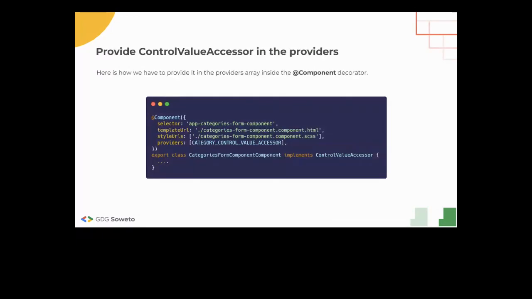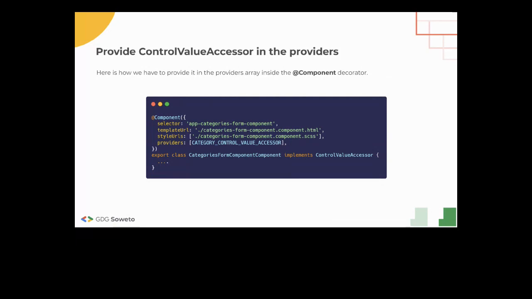The second step we have to do is provide that provider. In the previous slide we took a look at how to create a provider. So in the second step we pass that provider in the array of the component decorator. If you can see, inside the component decorator the last property is providers. This is an array, and inside it I pass the constant name which I used to create the provider. So I'm passing that in the categories form component.